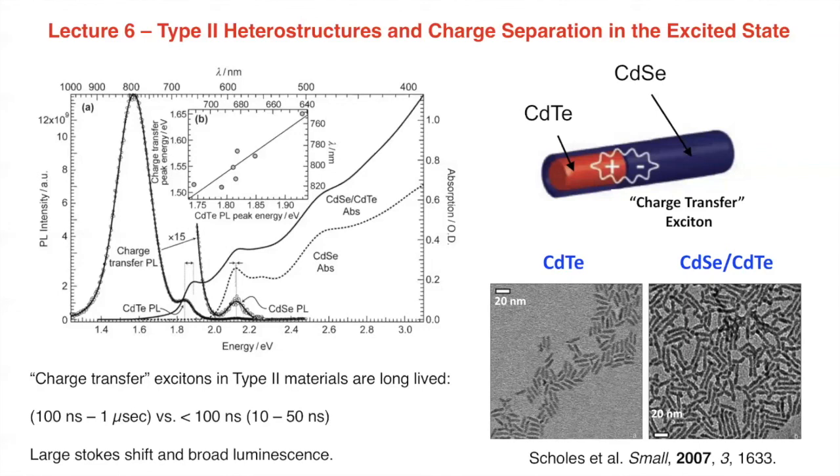Okay, so the electron is sitting in the cadmium selenide, the hole is sitting in the cadmium telluride, but they can still undergo radiative recombination, and the energy of that band is shifted to lower energies compared to recombination from the pure materials. And so this is sort of an example of type 2 photoluminescence behavior.